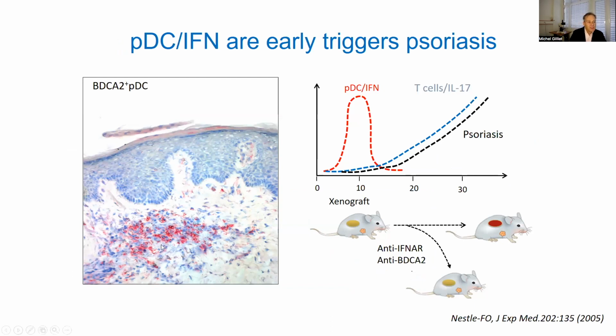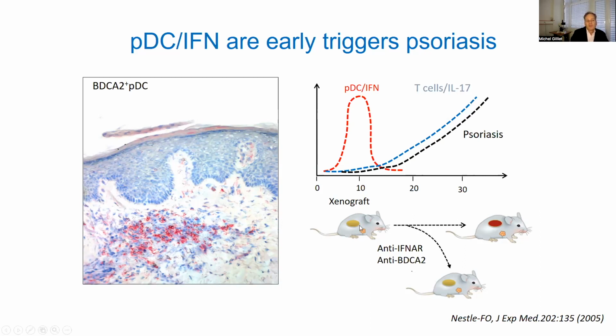And interestingly, we did not find any PDCs or very low numbers of PDCs in chronic plaque psoriasis, but we found quite some amount of PDC infiltrating early developing psoriatic skin lesions. So we then used the xenograft model where we transplant uninvolved skin of a psoriatic patient onto an immunosuppressed mouse. And we know that this transplant then develops fully fledged psoriasis.